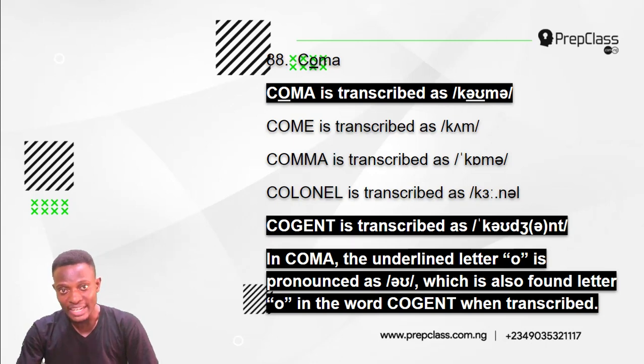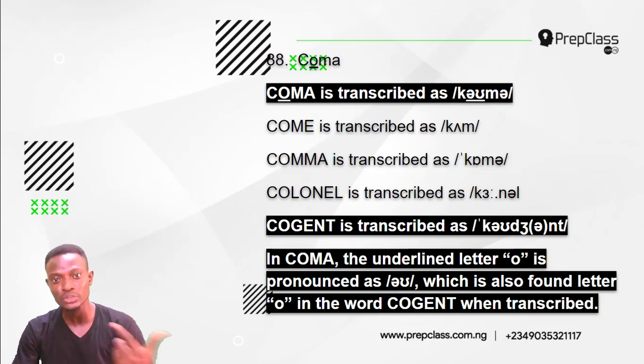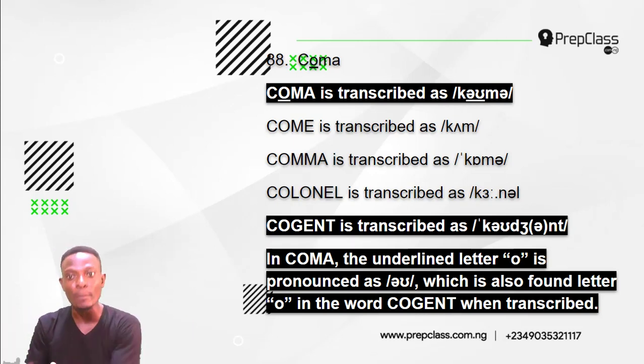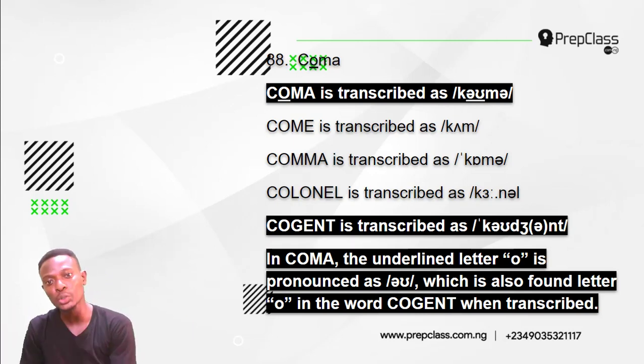The sound where we have the letter O in comma is pronounced as O. Now, it is not option A, come. Come is transcribed as shown on the screen. It is not option B, comma. Comma is transcribed as shown on the screen.